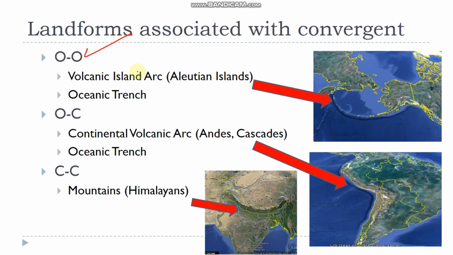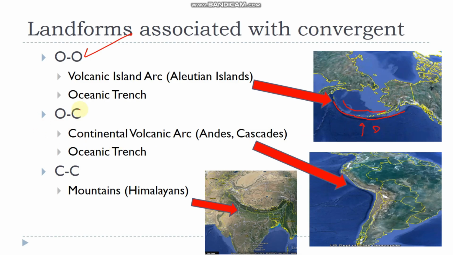O to O collision would be the volcanic island arcs, or the Aleutian Islands in Japan and Alaska. So here's the trench right here. That's a telltale sign of subduction in the ocean. This ocean plate is moving that way, and it's subducting underneath this one, and this is the more dense plate, which is the shack. And I know that because the islands are on this side of the trench.